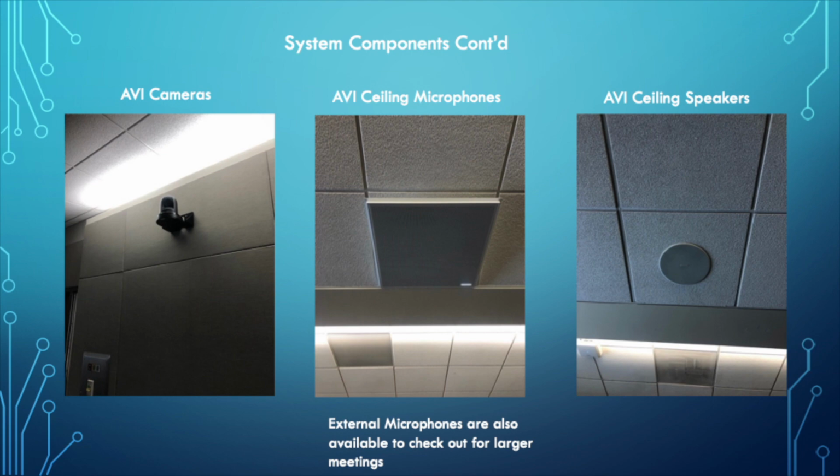The AVI cameras show the room locally to external users, and there are 3 located in the 4F6 space and then 2 in the 4G2 space.